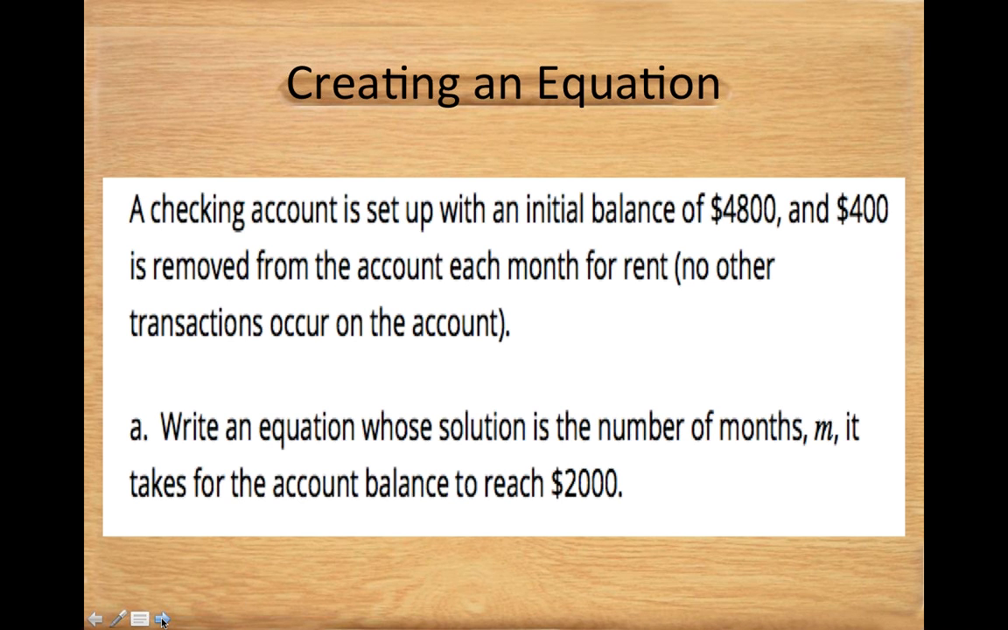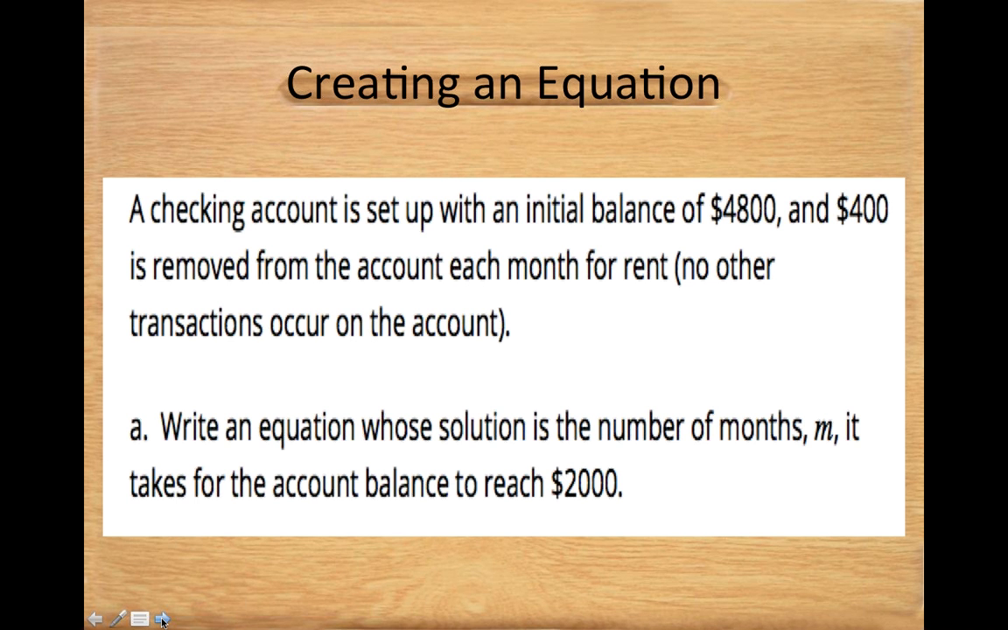A checking account is set up with an initial balance of $4,800. $400 is removed from the account each month for rent, and no other transactions occur on the account. So I'm constantly drawing $400. Write an equation whose solution is the number of months it takes for the account balance to reach $2,000. So you're asking them to take the verbal into the mathematical symbolism.